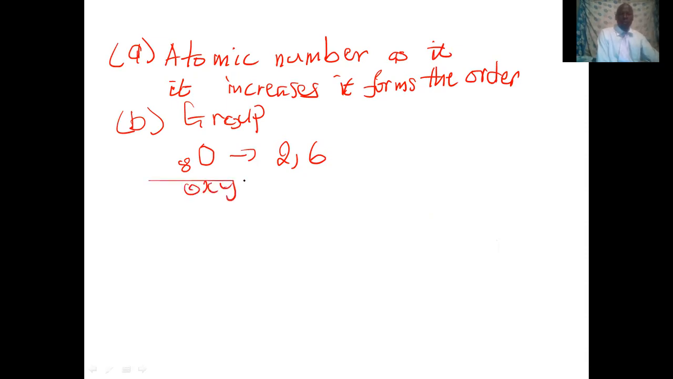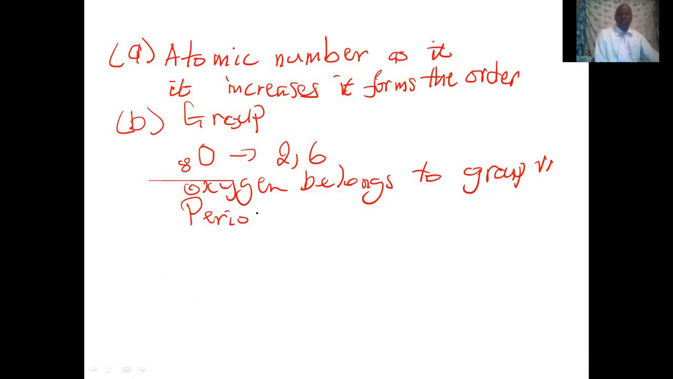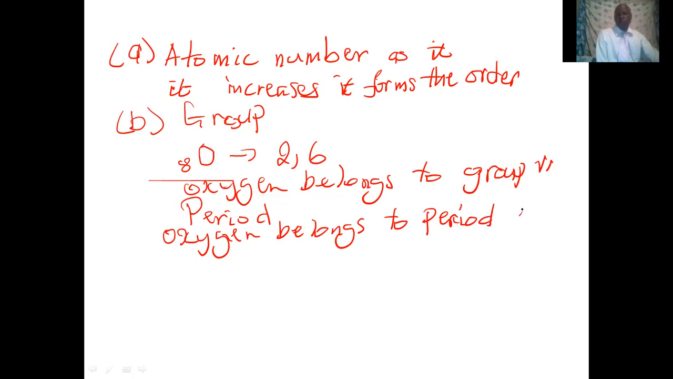So oxygen belongs to group 6. And for the period, oxygen belongs to period 2 because it has 2 shells.